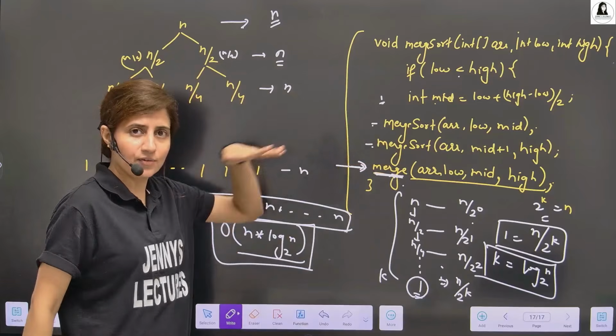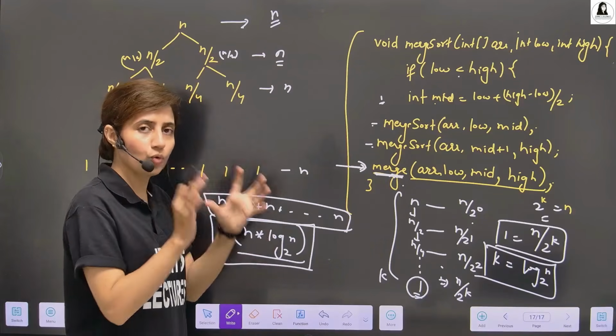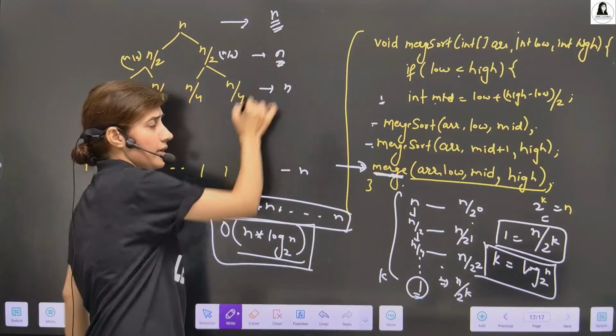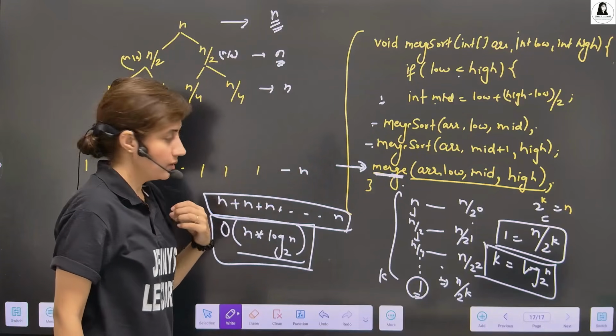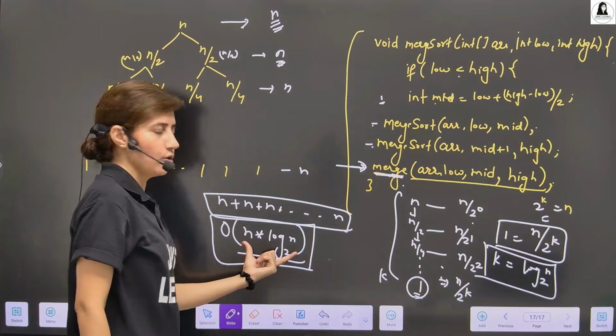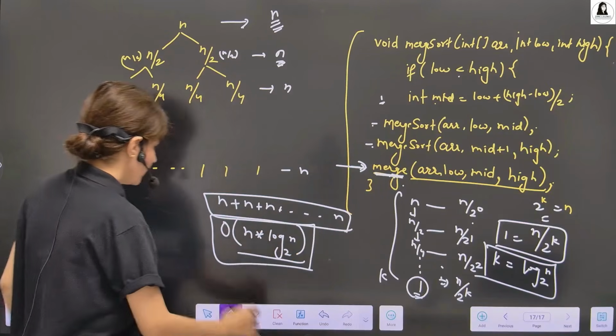And at every height, at every level, the work done is almost n, in the merge method. Right? So it's n log n time complexity. Space complexity is what?